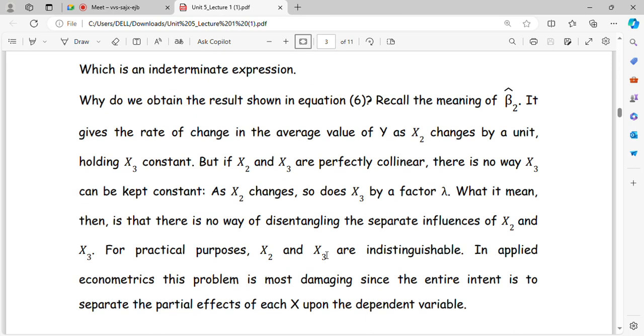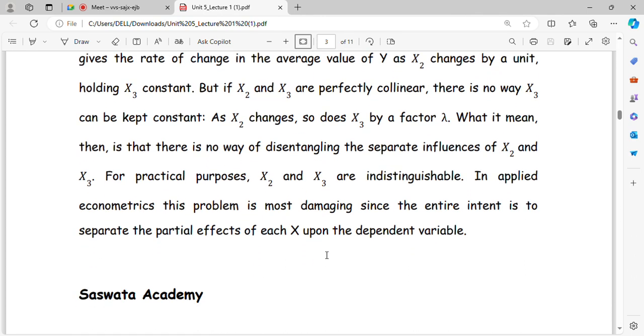That means that for practical purposes, x2 and x3 are indistinguishable. They are inseparable. In applied econometrics, this problem is most damaging since the entire intent is to separate the partial effects of each x upon the dependent variable. So that leads to the main problem. Clear?